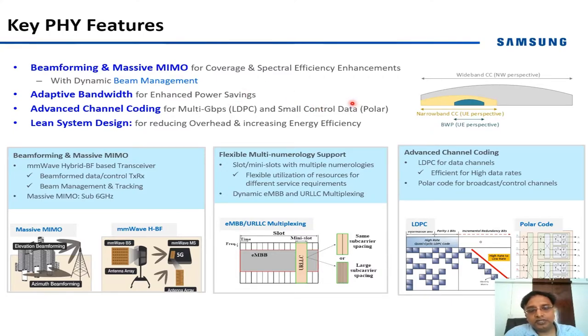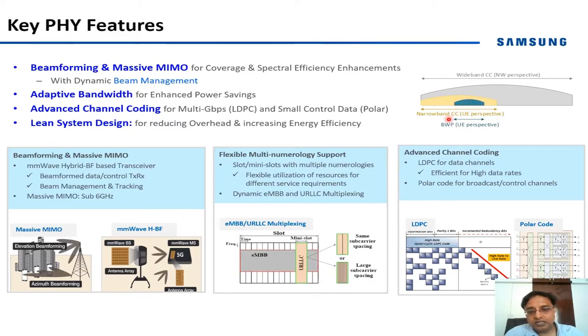Now, in terms of improving the energy efficiency, there's a concept of bandwidth part. If you look at the entire carrier, when you talk about a higher frequency band and a much fatter pipe, it means the user has to continue decoding the entire fat pipe for its own data and control. Now that would be energy intensive.